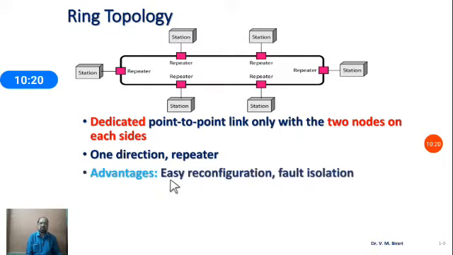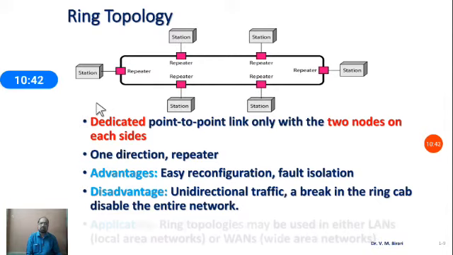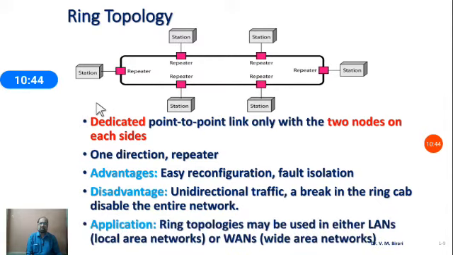The advantages: easy reconfiguration, and a fault can be easily found or isolated. The disadvantage here is unidirectional traffic. So the traffic moves in only one direction, and if there is a break in the ring, the entire network fails. Hence the ring topology may be used either in a LAN or in a WAN.